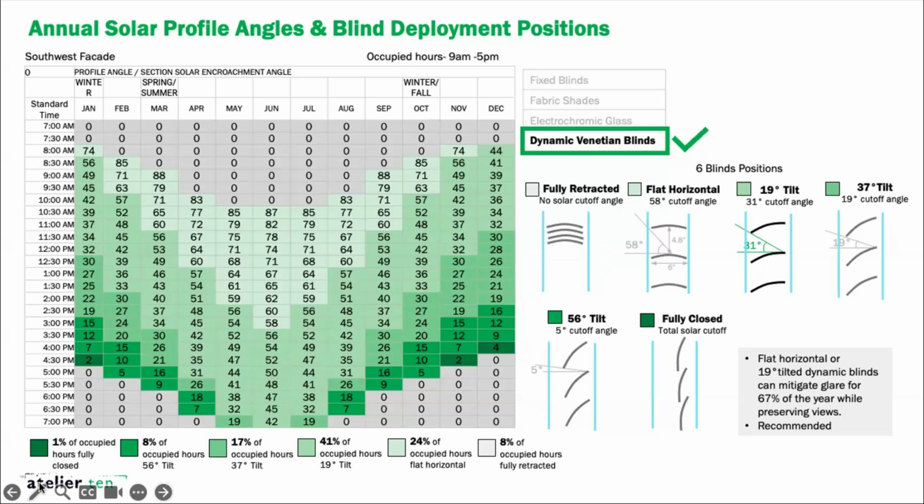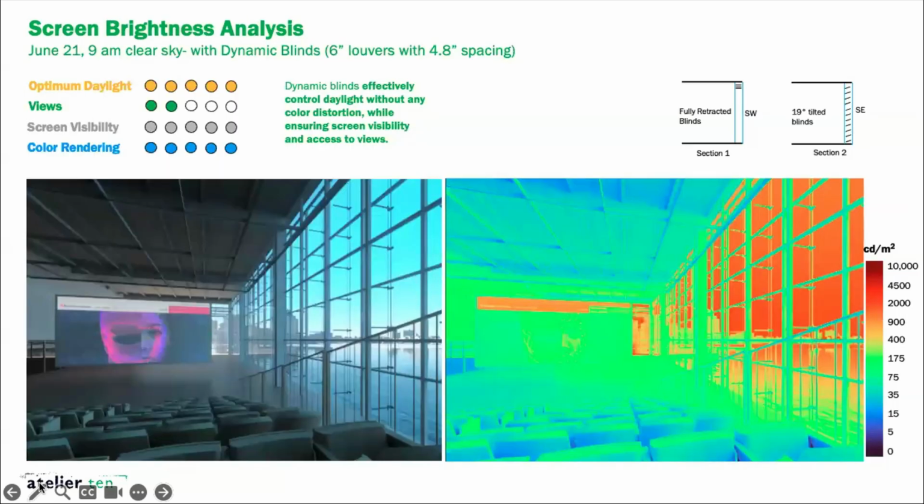But then there's the other aspect, right, of, well, will you be able to see the screen with each of these different shading option designs? So we did test all of them, but to keep this presentation within the 30-minute limit, I'm just going to be looking at the Venetian blinds for now, and then doing a comparison at the end of all the different shading options. So we tested this multiple times throughout the day.